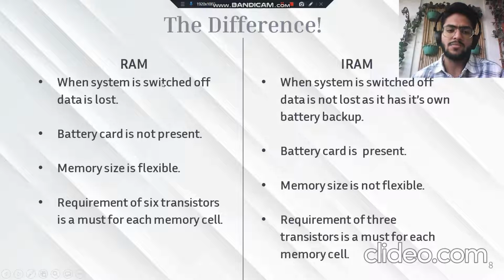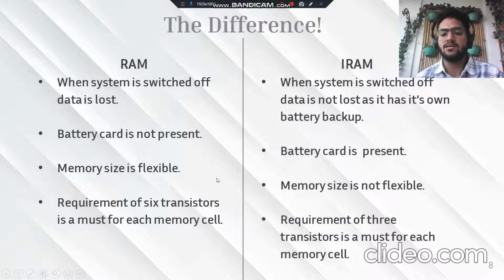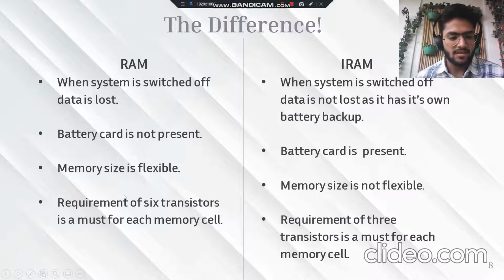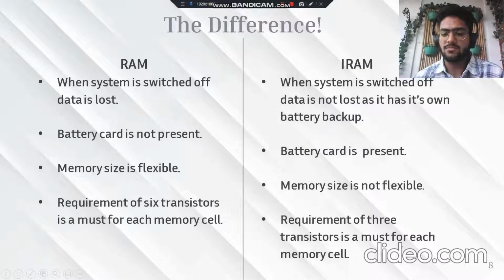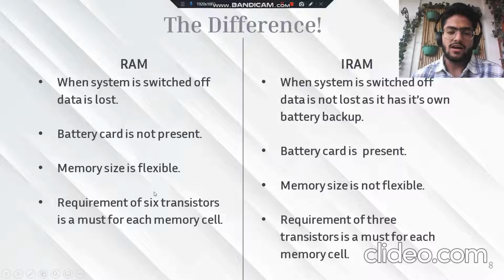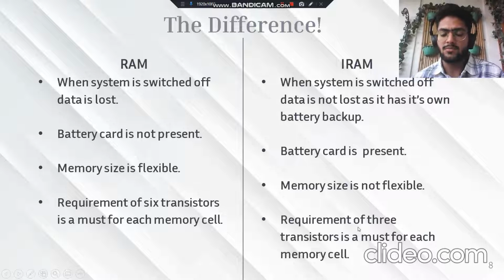Second, battery card is not present in RAM. Obviously, RAM doesn't need a battery because it runs off the PC, but IRAM needs a battery because it has its own battery backup. Second, as I told you in the earlier slide, RAM is nothing but DRAM. D means dynamic. Dynamic means memory is flexible, but in the case of IRAM, memory is not flexible. Requirement of 6 transistors is a must for each memory cell for RAM, but requirement of 3 transistors is a must for each memory cell for IRAM. Basically, as we have discussed earlier, normal RAM requires more space, that is, we need 6 transistors in each memory cell. But IRAM requires very little space, that is, it only needs 3 transistors for each memory cell.